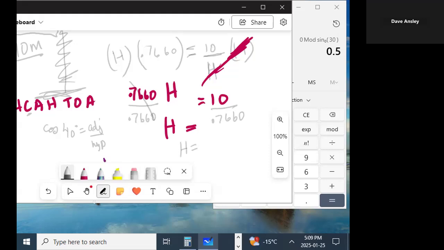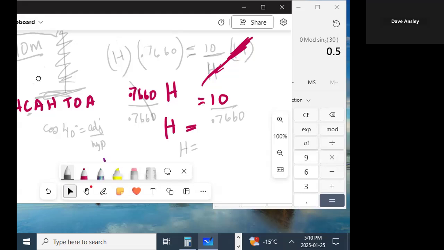Just move the decimal place over. Yeah, but you're dividing 0.7660 by 10, and that's not what it says. It says 10 divided by 0.7660. Let me put it to you another way.